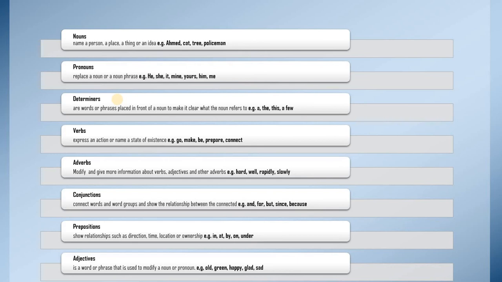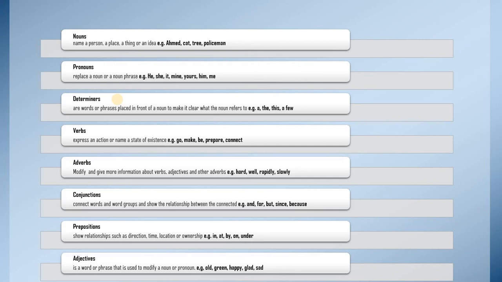Adverbs modify and give more information about the verbs, adjectives, and even other adverbs. I say I work hard, I work well, I run rapidly, I walk slowly, okay? And I say I walk very slowly. Very modifies slowly. Very is an adverb and slowly is also an adverb. So very is an adverb that modifies slowly.